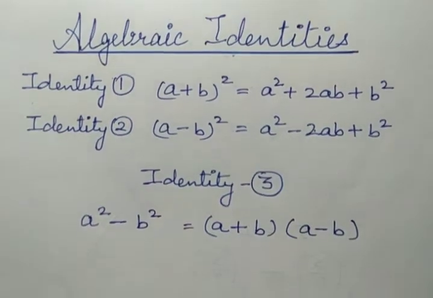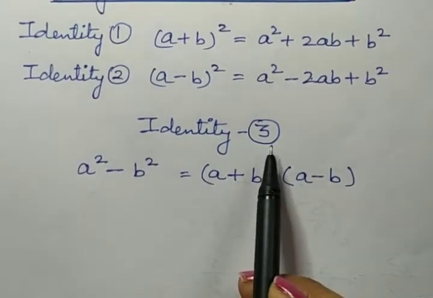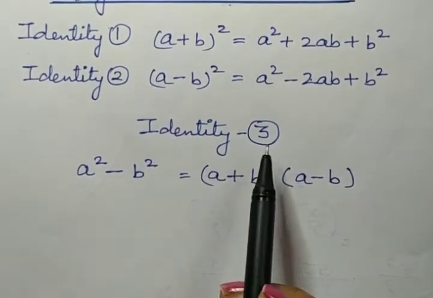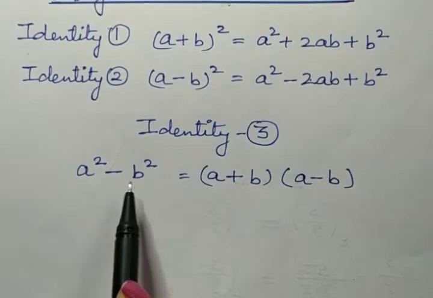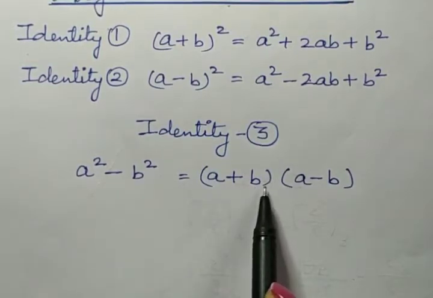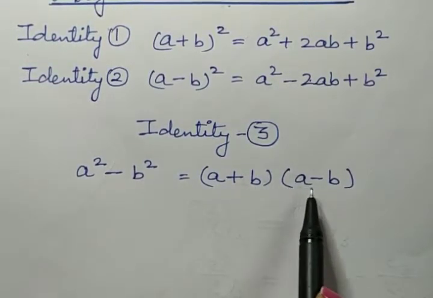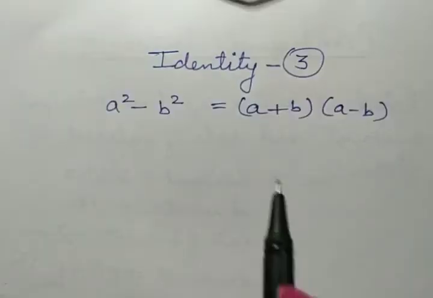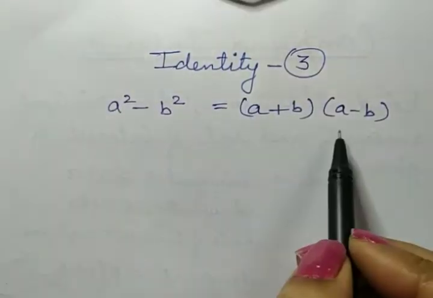Now, let's start identity 3. According to identity 3, a square minus b square is equal to (a + b) multiplied by (a - b). Let's check how we get this identity.